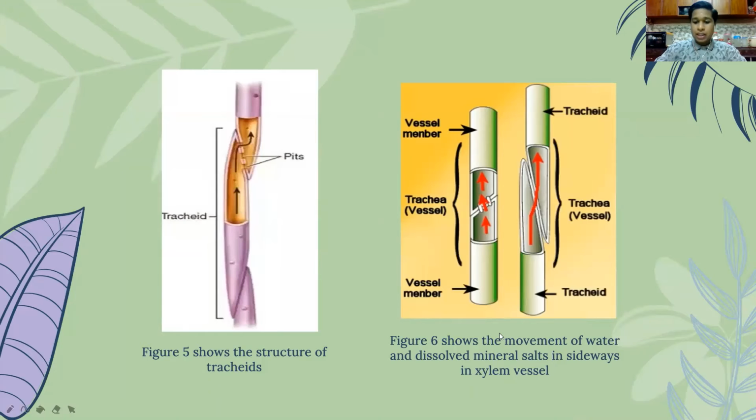As you can see here, the movement of water and dissolved mineral salts sideways in the tracheid. On the left, we have the xylem vessel. On the right, we have the tracheid. In the xylem vessel, the water just flows upwards continuously without any side movements. But you can see here, the tracheid moves sideways a little bit to go upwards.